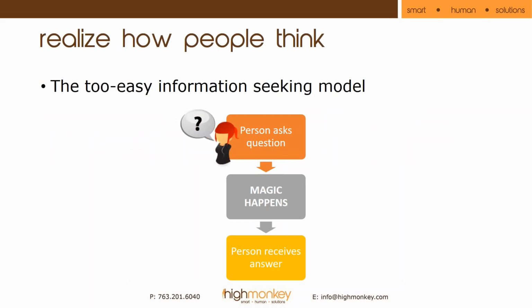I'm going to start out with a slide that I've used for a number of years in these types of presentations, in my SharePoint presentations, and really everything I've done. I always say that you have to baseline how people think about the way they find information on the web. I call this the too easy information seeking model: a person asks a question, some kind of magic happens, and they receive some kind of an answer.